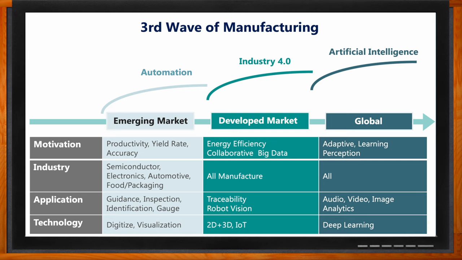Next is Industry 4.0, which is more of the developed market. The focus here was energy production, concurrent manufacturing, and big data that are driving the motivations for this stage. Various manufacturing industries are more experienced with this wave. We would like to call this more of the IoT era.